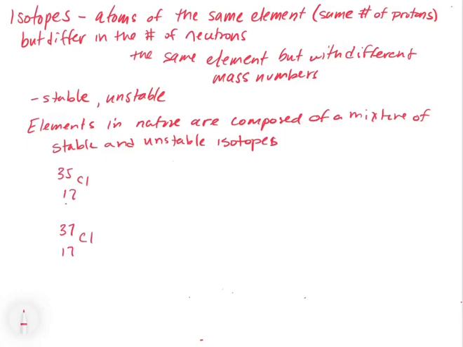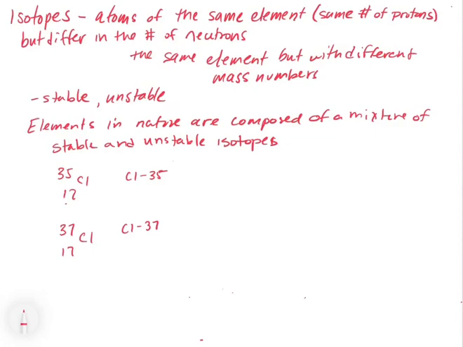Another way of writing this could be Cl-35 and Cl-37. That's another way of indicating this. Or you can have the full name, chlorine-35 and chlorine-37. Those are all different ways of representing the fact that these are different isotopes.